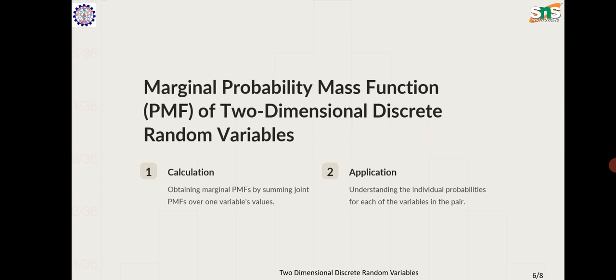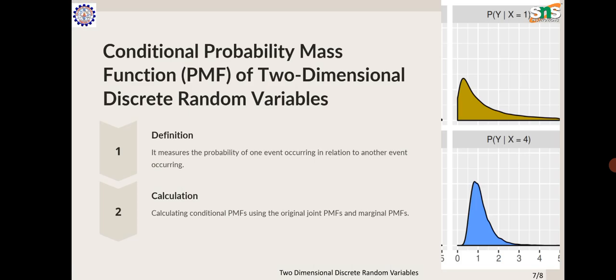Marginal probability mass function of a two-dimensional discrete random variable: the calculation is obtaining marginal PMFs by summing joint PMFs over one variable's values, and the application is understanding the individual probabilities for each variable in the pair. Conditional probability mass function of a two-dimensional random variable measures the probability of one event occurring in relation to another event occurring, calculated using the original joint PMFs and marginal PMFs.